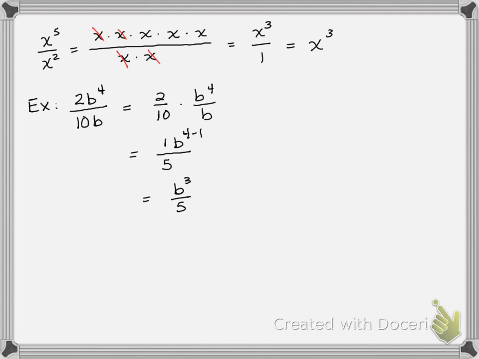Do you have to do all those steps? No, you can go straight to b to the 3rd over 5. But when people ask, do you have to do all those steps, the answer is really yes, but half of them you're visualizing in your head. It's not that you skip them. Just like lining up all the factors of x, we're not skipping that step. We're visualizing it and generalizing it.